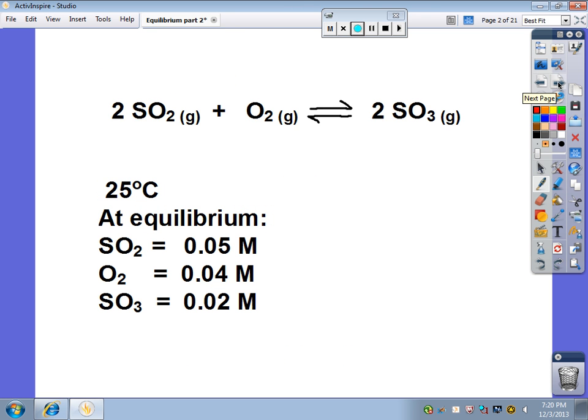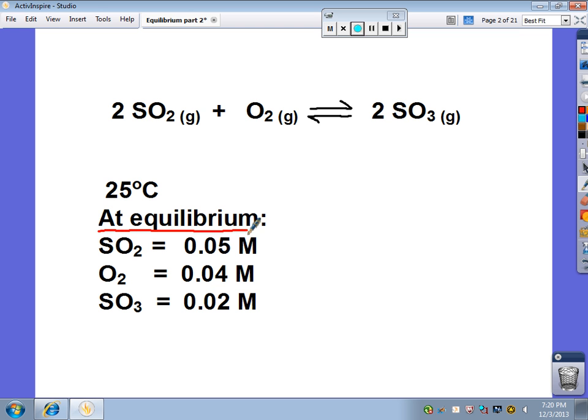So let's just review some basic equilibrium questions first. And the key term here is that this states that it's at equilibrium. At equilibrium, it's 25 degrees Celsius, and what's not listed here is that we're going to find the equilibrium constant. If you notice, these are molarities. And since they're molarities, we're going to find something called Kc. And Kc goes with molarity.